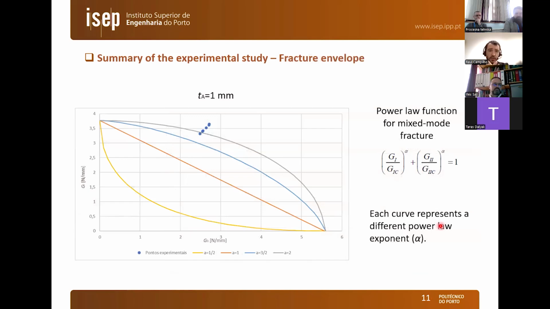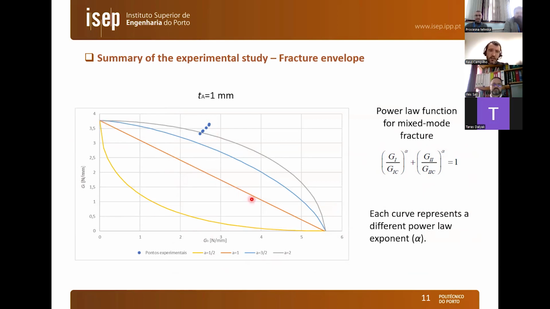Experimentally, we carried out the tests for the different adhesive thicknesses, and here I present a sample of the fracture envelope of the tests for an adhesive thickness of 1 millimeter. In the numerical models, we are going to use a power law function to assess mixed mode fracture with an exponent alpha that is going to vary between 0.5 and 2. These are the respective functions.